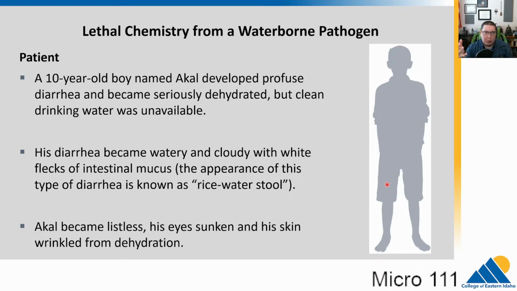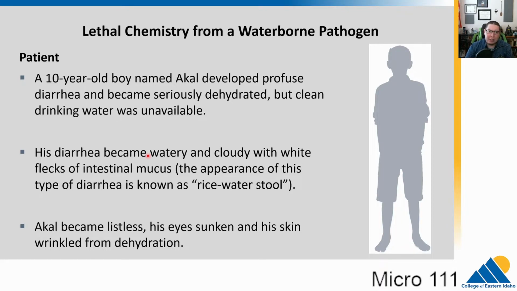So in this study, we have a patient. He's 10 years old, named McCall. He has profuse diarrhea. He's seriously dehydrated, but we don't have clean drinking water available. So his diarrhea, when examined, is watery and cloudy with basically white flecks of intestinal mucus. This is sometimes known as rice water stool. That's basically like you're having so much diarrhea that the lining of your intestine is coming with it. Sunken eyes, wrinkled skin, basically totally out of it from dehydration.